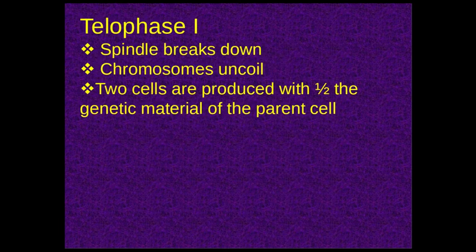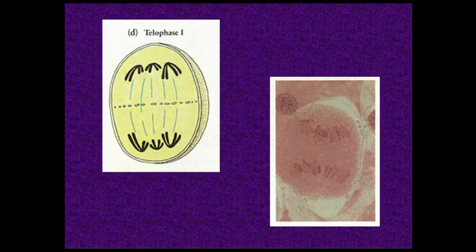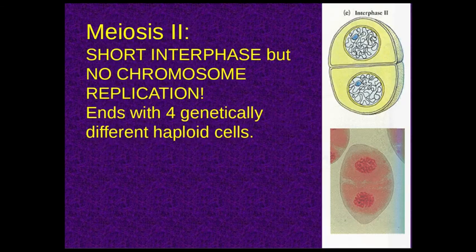Telophase, when everything starts breaking back down, and you have the DNA at the ends of the cell, and they're starting to unwind and uncoil. And then you go through meiosis 2, which is a short interphase, but no chromosome replication. Very important. And meiosis 2 is going to end with 4 genetically different haploid cells.